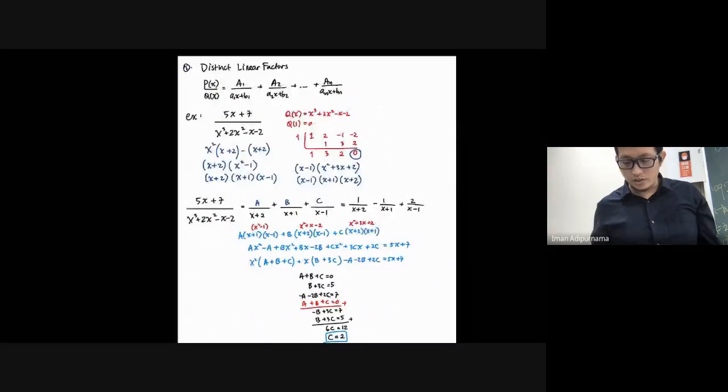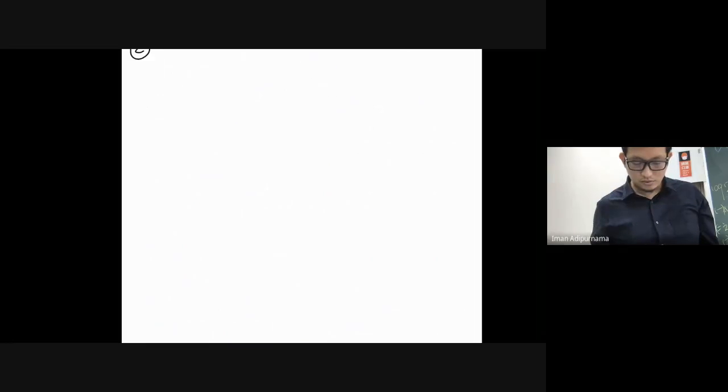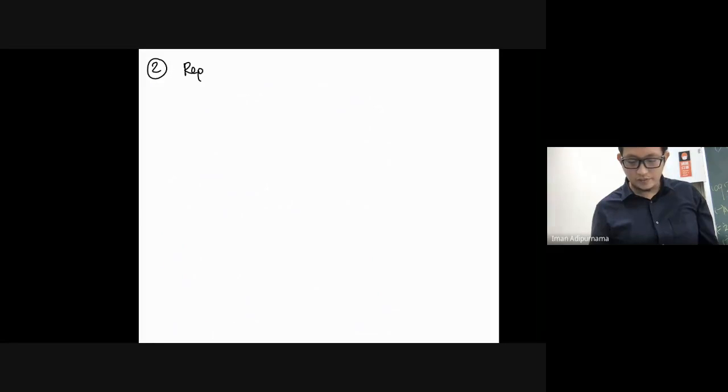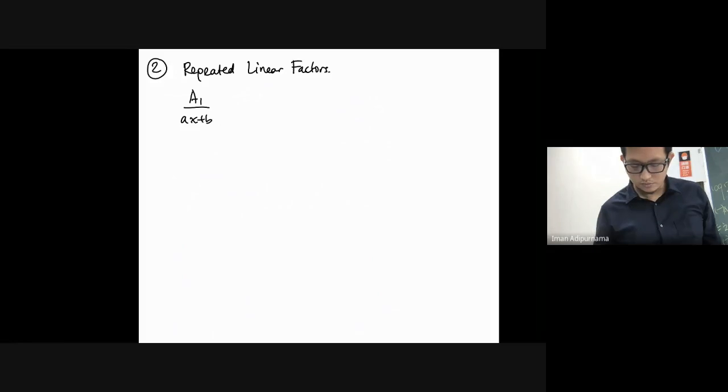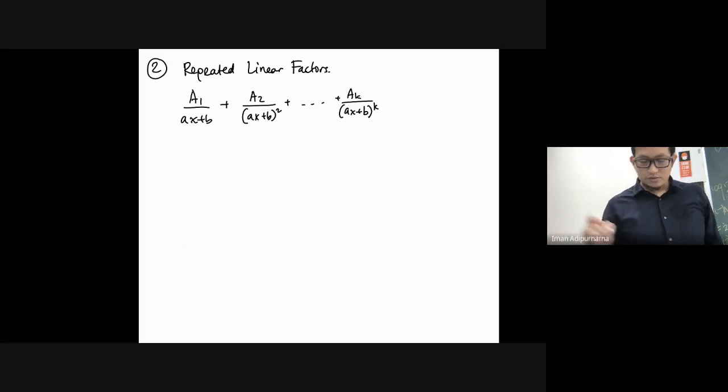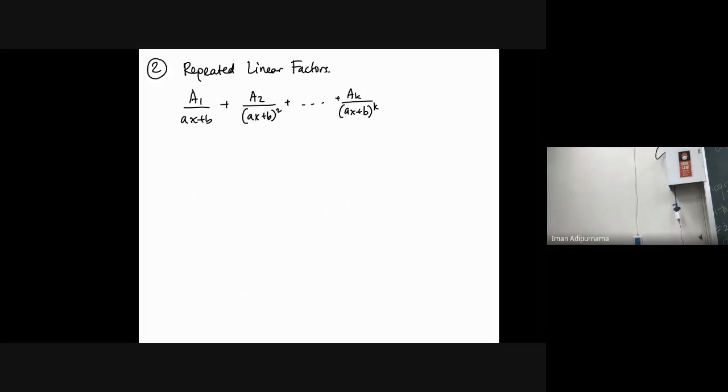Okay. Now the second one, repeated linear factors. So it can also be the same linear factor inside, but it can be factored like squared, cubed, and so on and so forth.